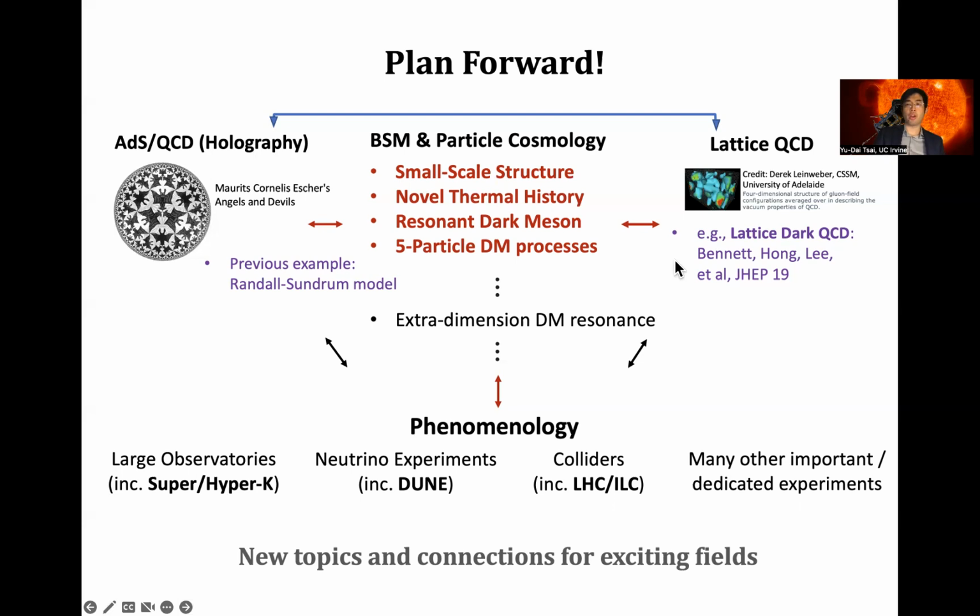Another thing is that you can also directly use lattice QCD to calculate the quantities of this strongly interacting sector. And of course, AdS/QCD and lattice QCD already have a very good connection. So I can build these new connections to study these subjects. Of course, there's also extra dimension dark matter resonance that is very interesting, and phenomenologically it's also very exciting. We should study large observatories, which I study, Super-Hyper-K, neutrino experiments like DUNE, and colliders like ILC and LHC. There are many important and dedicated experiments. The point is to build new topics and connections for these already very exciting fields.